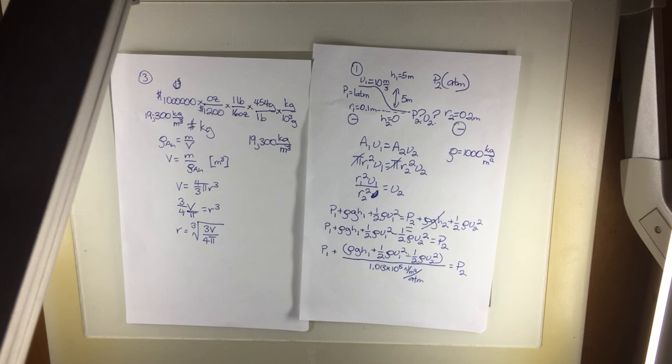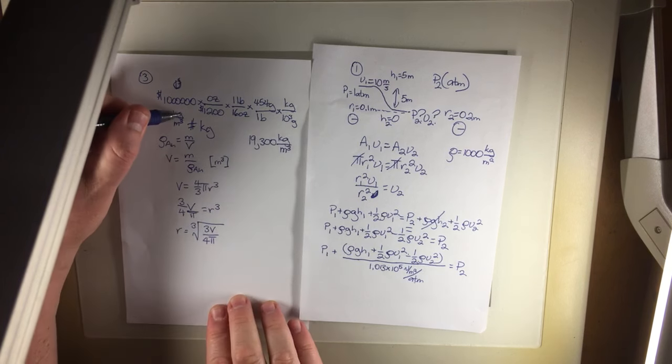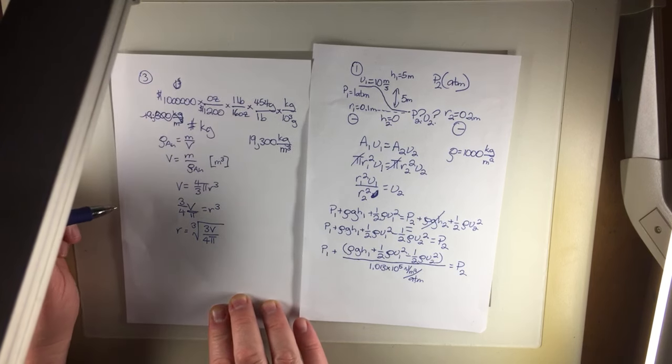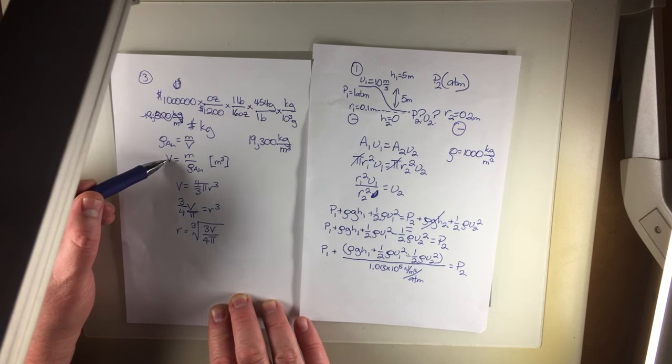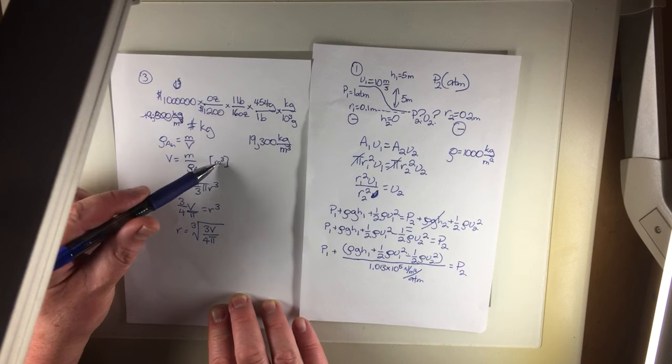Why do you have meters cubed next to where you're getting velocity? Where? No, this isn't velocity, this is volume. Okay. That's the unit. Okay.